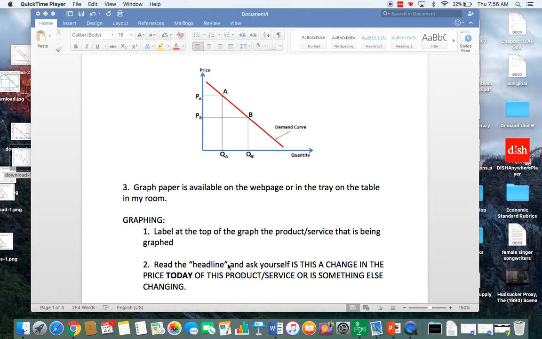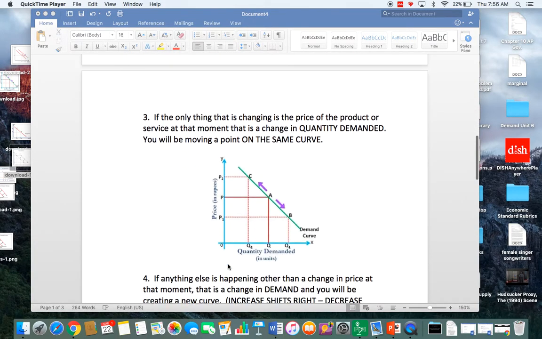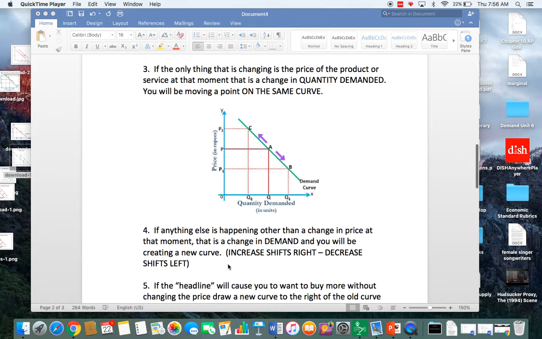Or is this a change in something else? So I have another curve down here. If the only thing that is changing is the price of the product or the service at that moment, then we're going to change your quantity demanded. We know that a change in price does not change demand. So once again, the whole entire curve is your demand.